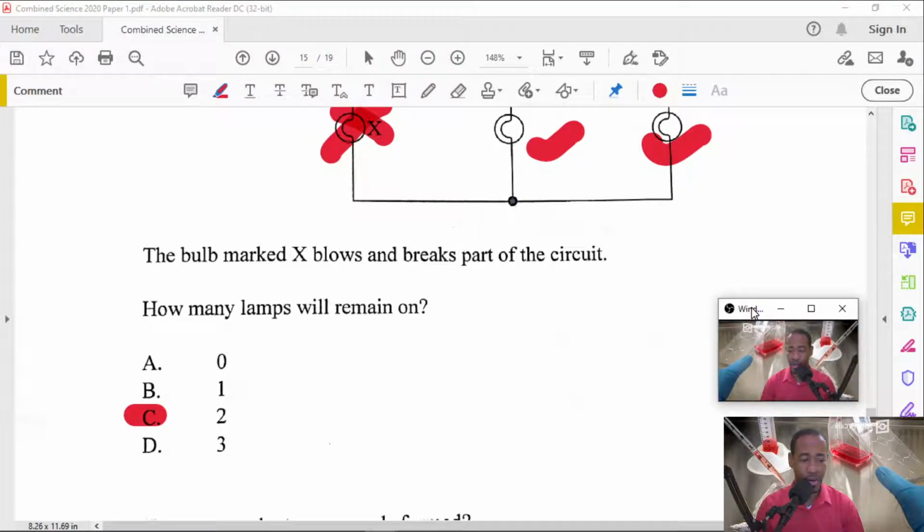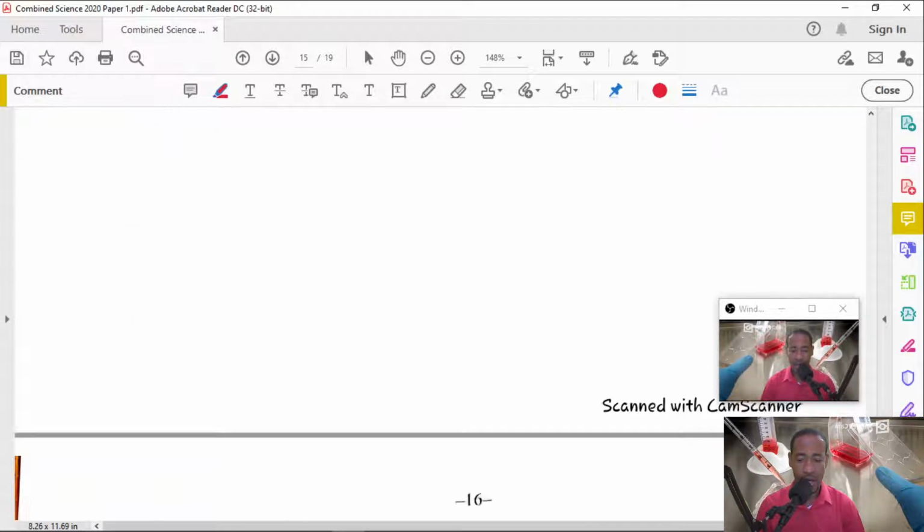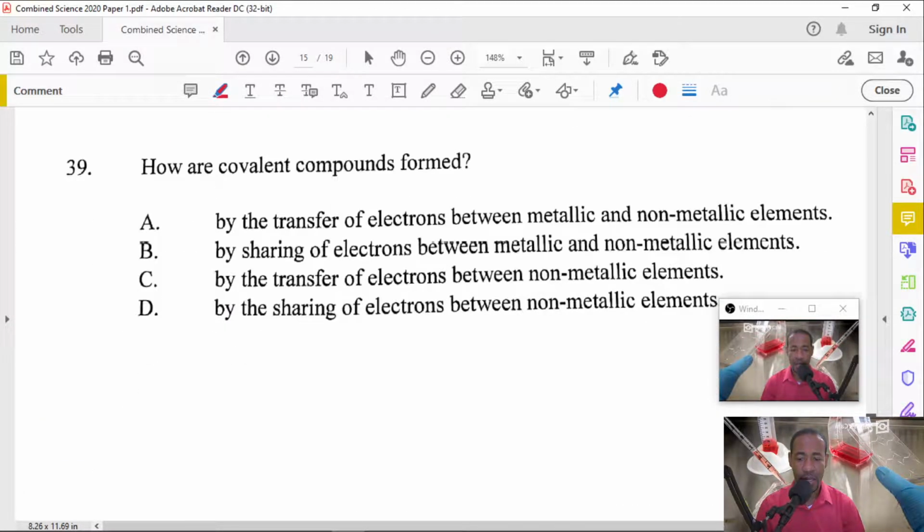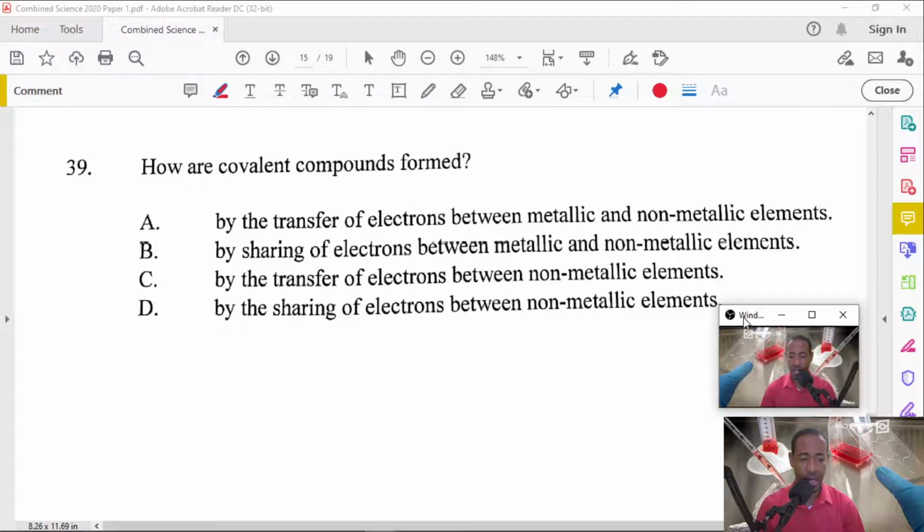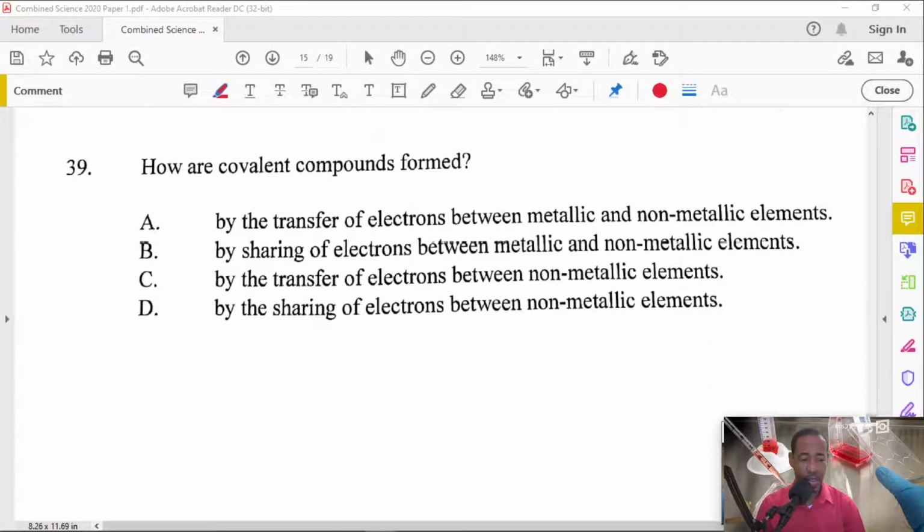Let's go to the next question now. This one is asking us, how are covalent compounds formed? When you think about covalent compounds, it is always the sharing of electrons. Option A is a transfer of electrons. You're going to take that one out.